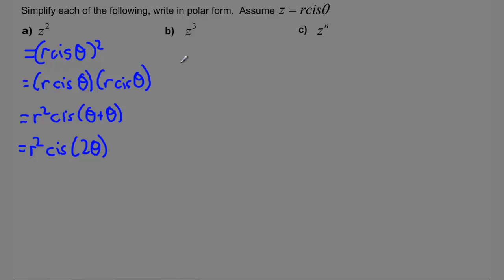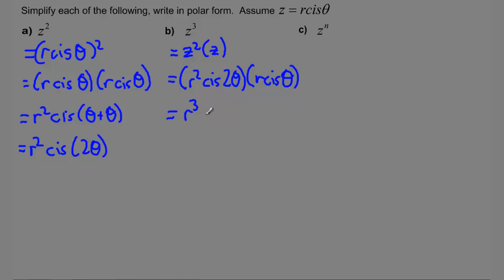Let's check z cubed. z cubed would be, and I'm just going to split it up into z squared times z. So z squared we've already shown is r squared cis of 2 theta, and we're going to multiply by r cis theta, and we get r squared times r, which is r cubed, and again we add the angles. So that gives us cis of 2 theta plus theta, or in other words, r cubed cis of 3 theta.